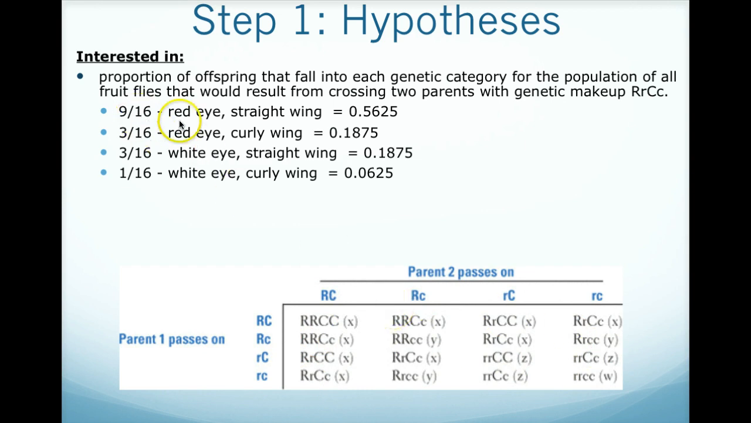9 of them go for red eye straight wing. 3 of them are red eye curly wing. 3 of them are white eye straight wing. And 1 of them is white eye curly wing. So notice out of the 16, I should get 56.25% as red eye straight wing. I should get 18.75% as red eye curly wing, etc.